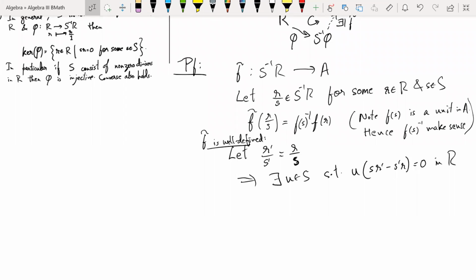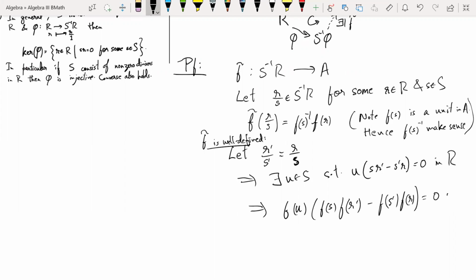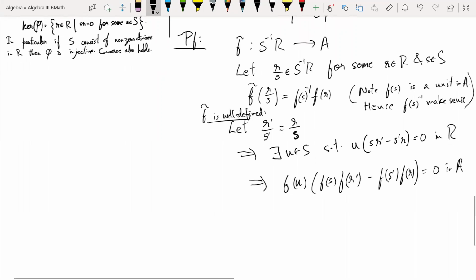So now, if this is 0, what does that mean? That means fu, so you just apply f to this equation, fu times (fs fr prime minus fs prime fr) is 0 in A. Since we are using the same 0, I'm just writing where we are working. And this is just because f is a ring homomorphism, so you can distribute it. You apply f, you get this thing.